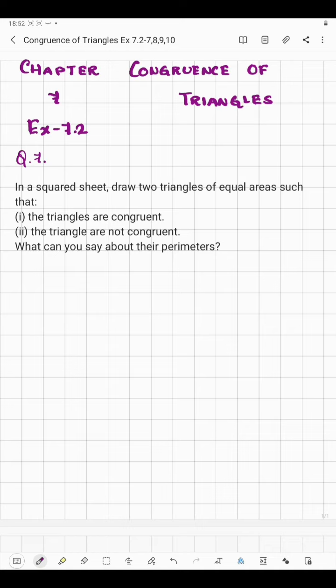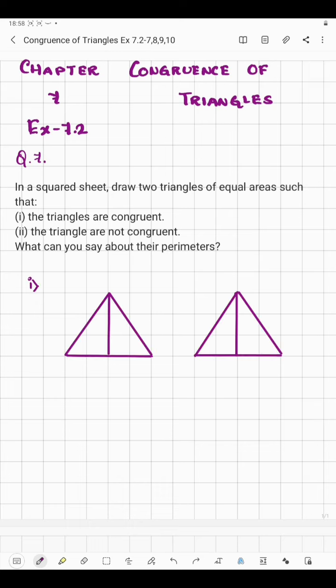Now question number 7 says, in a square sheet, draw two triangles of equal areas such that in the first part the triangles are congruent. In the next part we will have to draw two triangles of equal areas in such a way that the triangles are not congruent. Now, in the first case, we will have to draw two triangles of equal areas in such a way that the triangles are congruent.